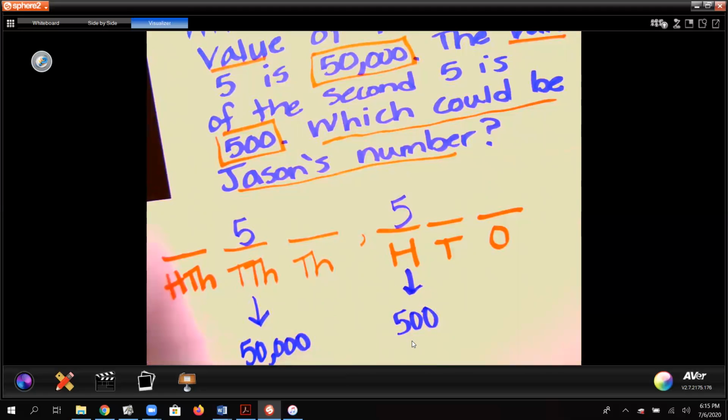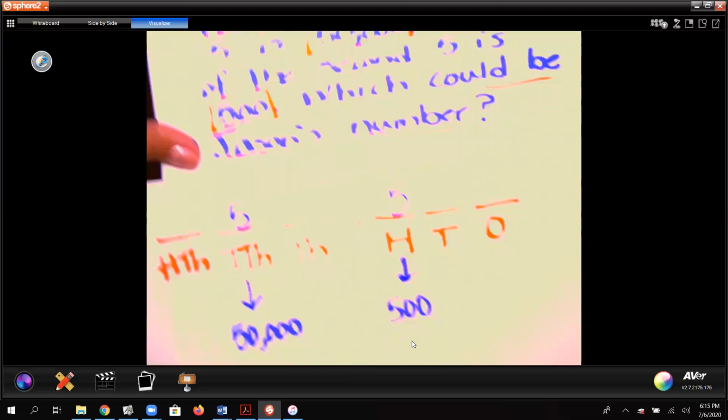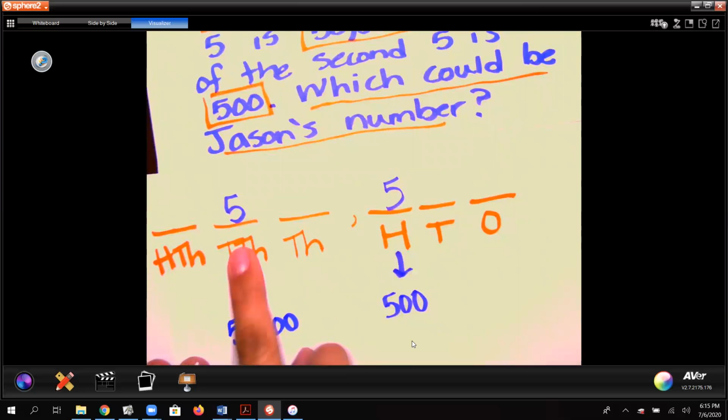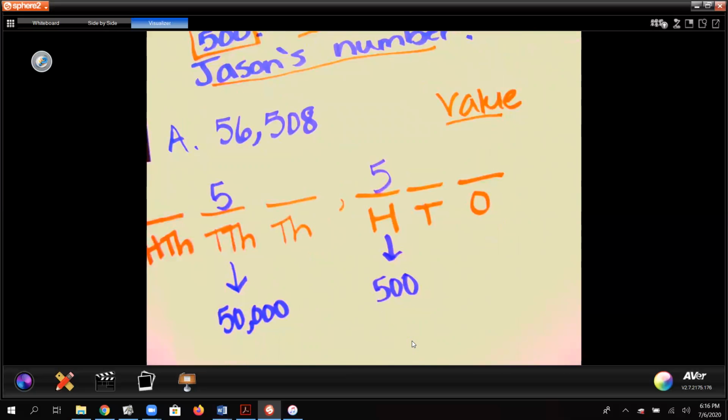So let's look at our answer choices, and we have to find the one that has a 5 in the hundreds place and a 5 in the 10,000s place. This is a good thing to do. Even before you look at your answers, do your work first and then match it up to the correct answer. So let's look at these. Let's look at these 5s.